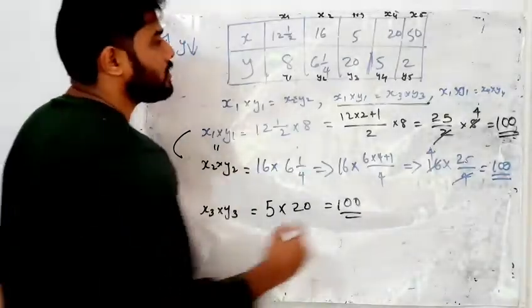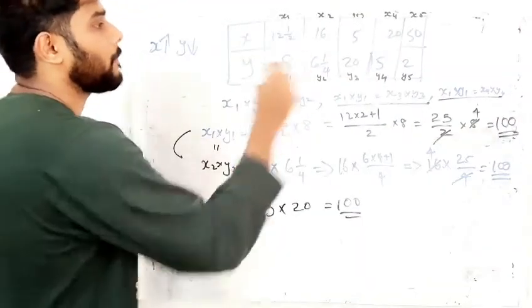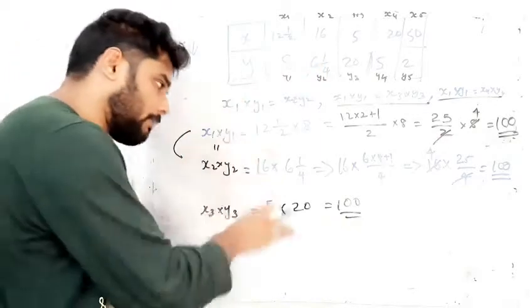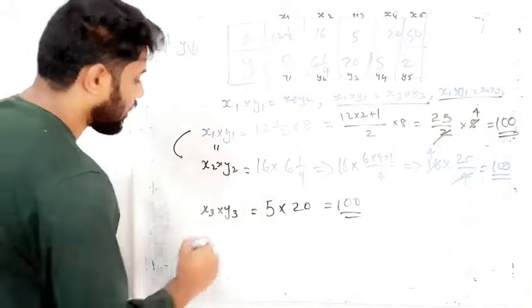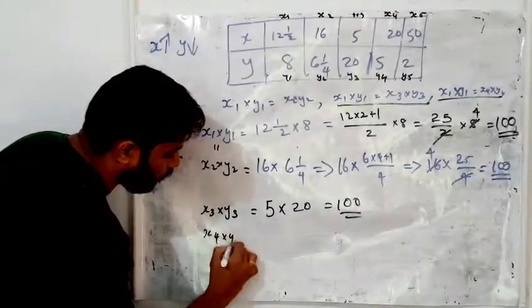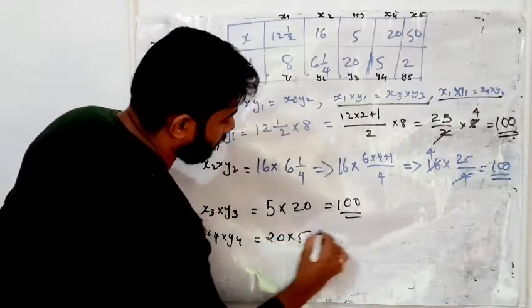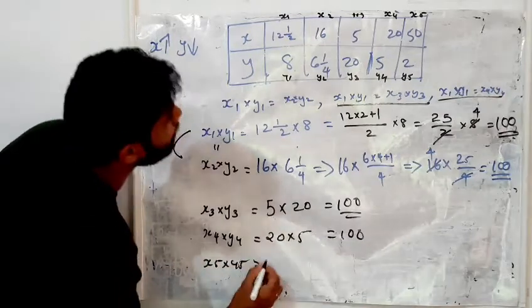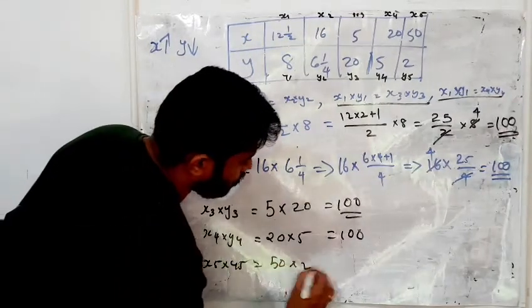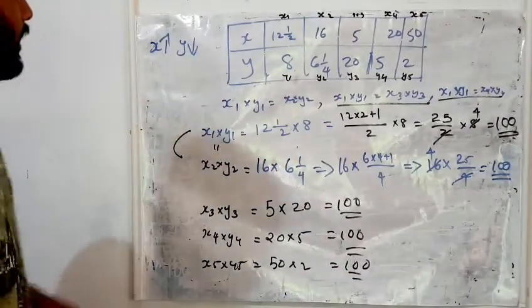Next, x1 into y1 is equal to x4 into y4. We have to check. That is also the same. It will come the same, then we can say that is also inverse proportion. Here x4, y4, the answer is 20 into 5. That's also 100. x5, y5, how much? 50 into 2. That's also 100. So now we can understand x1 into y1.